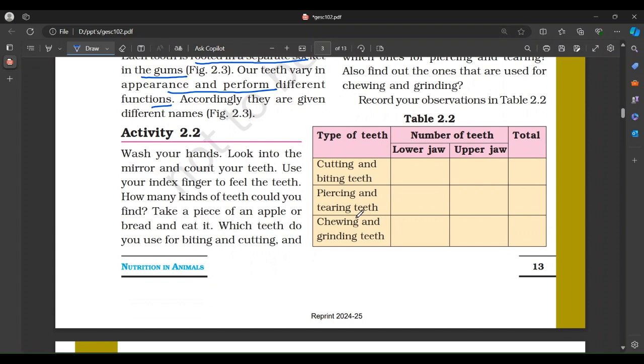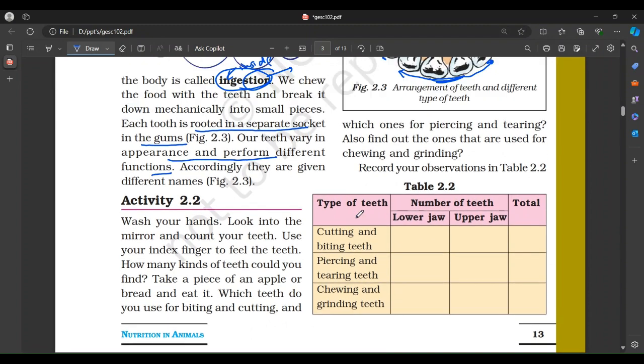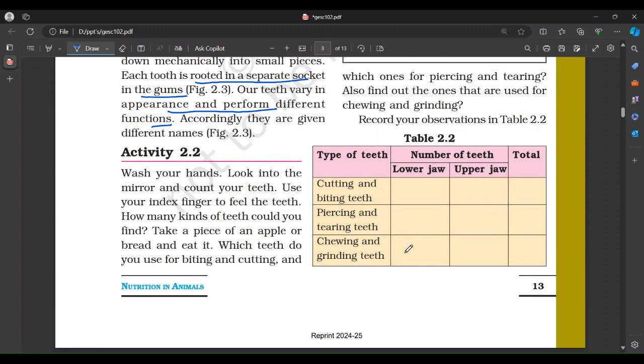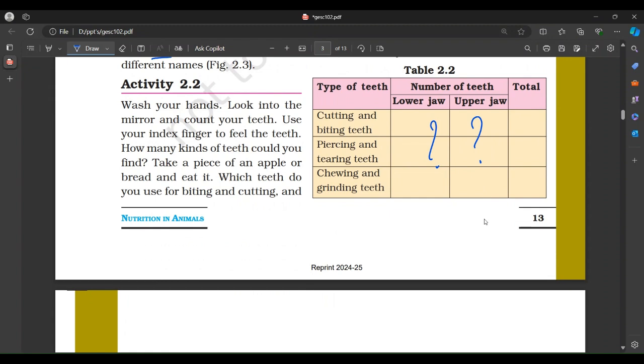Take a piece of an apple or bread and eat it. Which teeth do you use for biting and cutting? Yes, we are using the incisor teeth. And which ones for piercing and tearing? We are using canines. Also find out the ones that are used for chewing and grinding. We are using molars and premolars. So you can record your observation here also. I already told what it is.